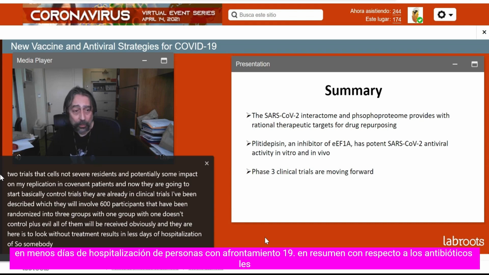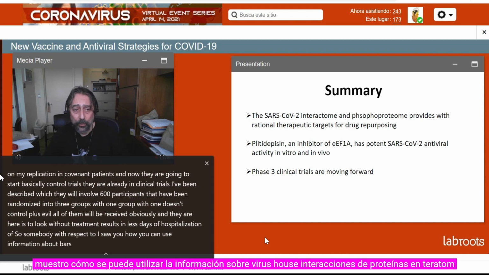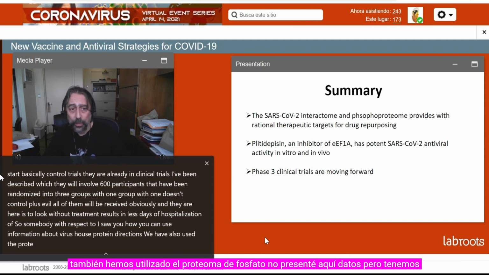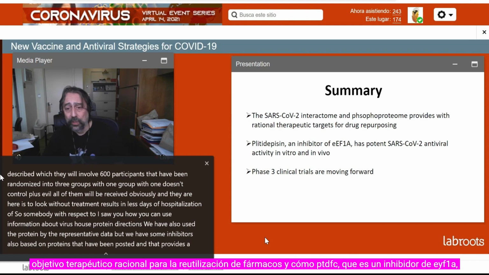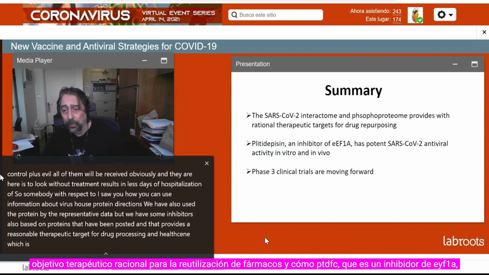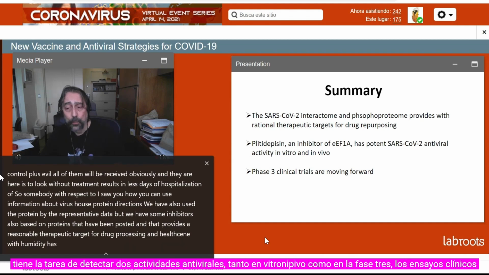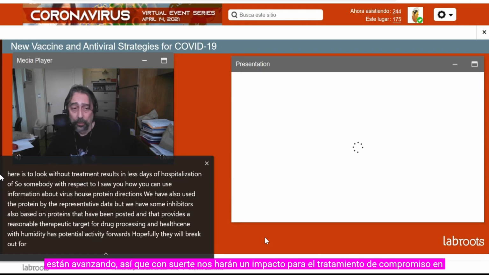So in summary, with respect to antivirals, I showed you how you can use information about virus-host protein interactions, the interactome. We have also used the phosphoproteome. I didn't present that data here, but we have some inhibitors also based on proteins that have been phosphorylated. And that provides a rational therapeutic target for drug repurposing, and how plitidepsin, which is an inhibitor of EEF1A, has potent SARS-CoV-2 antiviral activity both in vitro and in vivo, and phase 3 clinical trials are moving forward. So hopefully they will also make an impact on the treatment of COVID-19 in patients.